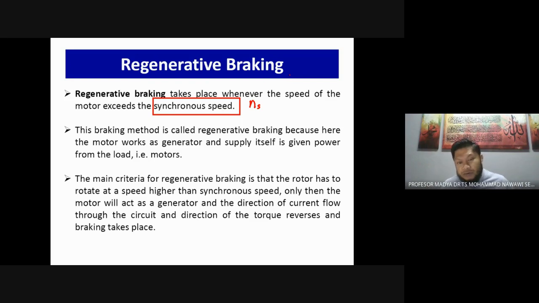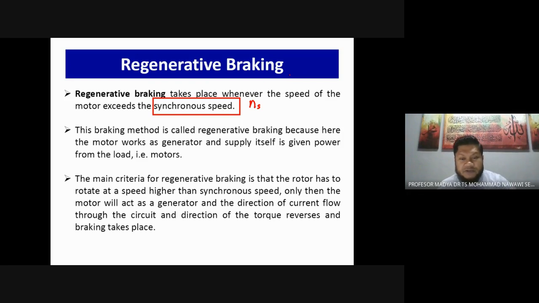So when you talk about regenerative braking, at that particular condition, the speed of that motor actually exceeds the synchronous speed. Then you have this regenerative braking. This braking method is called regenerative because here the motor works as a generator, and the supply itself is given power to the load. You can do that.